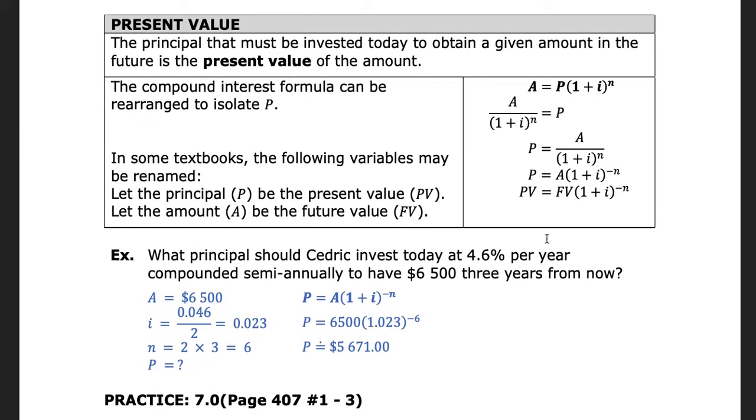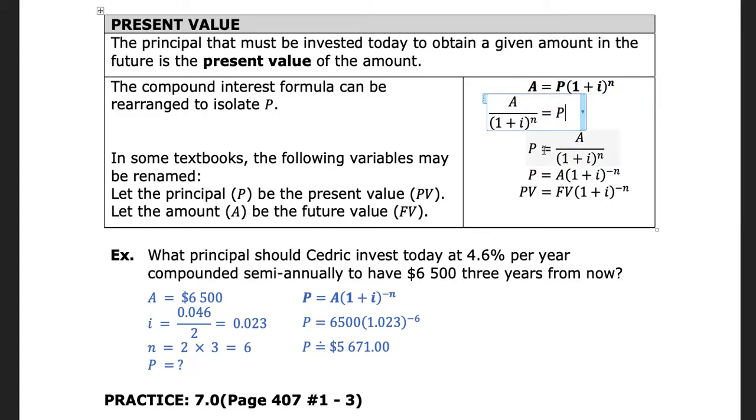Next, present value. The principal that must be invested today to obtain a given amount in the future is the present value of the amount. The compound interest formula can be rearranged to isolate P. So this is the compound interest formula. Using opposite operations, I want P by itself. I'll divide both sides by 1 plus I to the power n. And this would be the result in the next line.